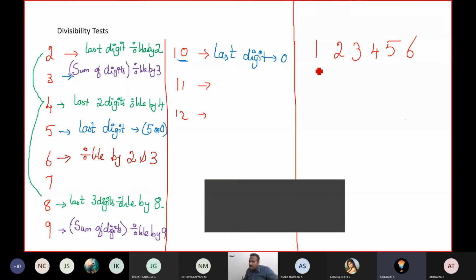Is this number divisible by 6? Is the given number divisible by 6? Yes, very good. Because obviously the given number is divisible by 2 and it is also divisible by 3, because we just checked the sum of the digits was 21. So the entire number is definitely divisible by 6. Similarly, can you guys tell me what is the divisibility rule of 12?